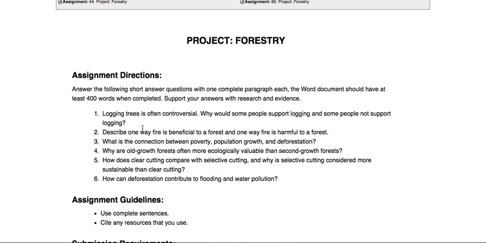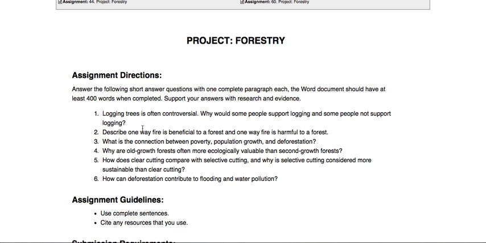It says answer the following short questions with one complete paragraph each. You can use a Word document or you can write it directly below, but I think a Word document would probably be easier for you. In this case, I want you to be able to support your answers with research and evidence, so you're going to have to go out and attach some works cited to this. With that, here are the 6 questions.